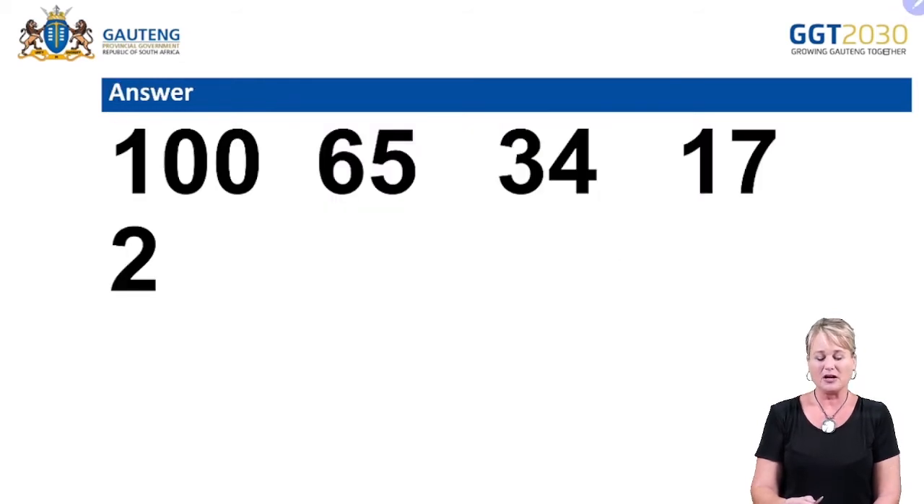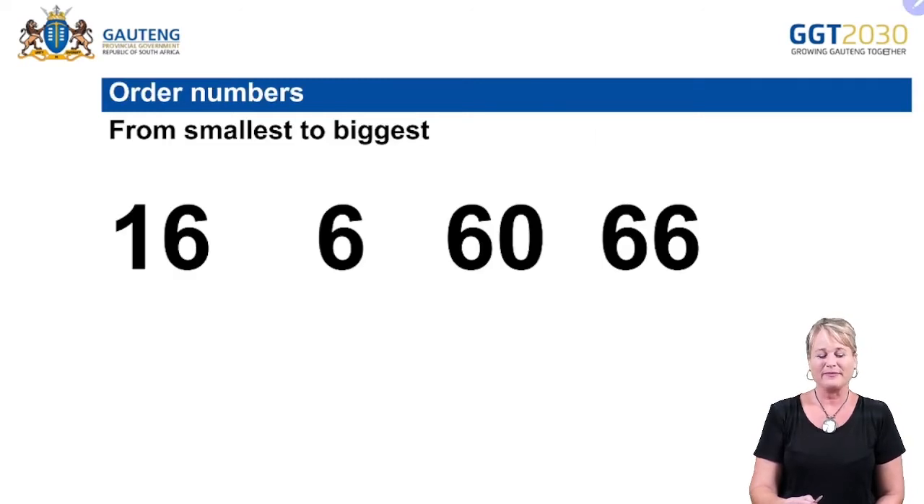Let's have a look at our answers there. There we go. So we've got 100, that was the biggest. That was what we were asked to do, the biggest down to the smallest. Then 65, then 34, then 17, and then 2. Well done. Now we're going to go from the smallest to the biggest.